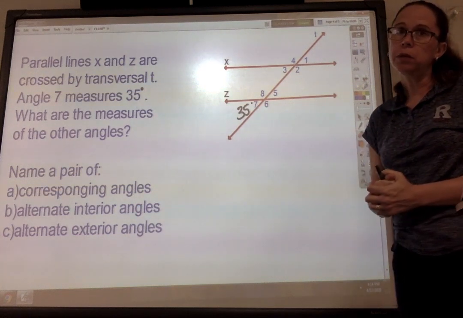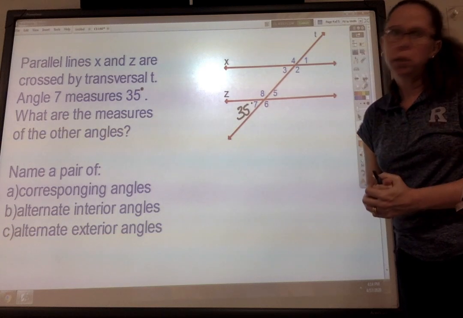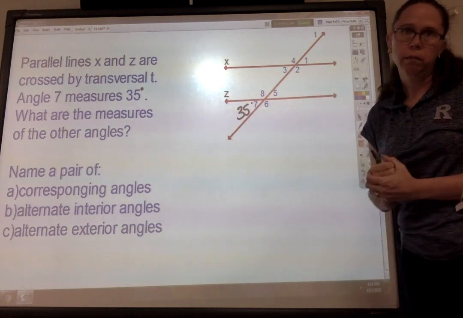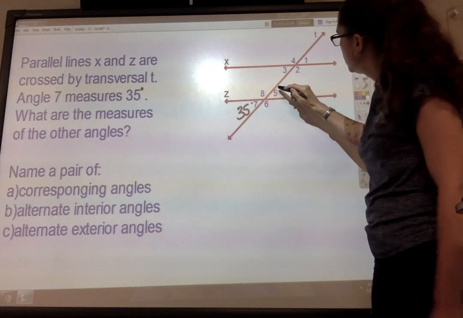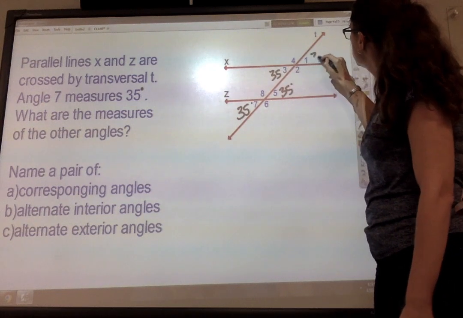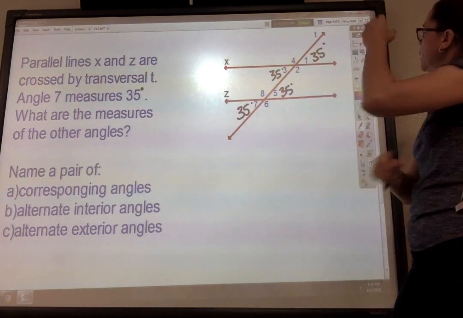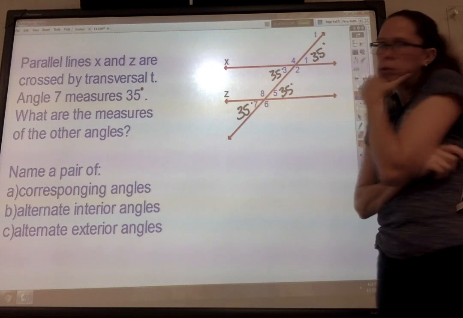Angle 7 is acute. It measures 35 degrees. Guess what all the other acute angles in the figure measure? Yep, 35 degrees. So this is 35. This is 35. This is 35. Okay? Now how do I figure out what the obtuse angles measure?